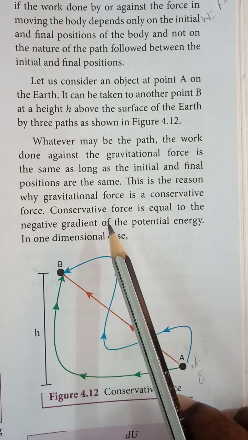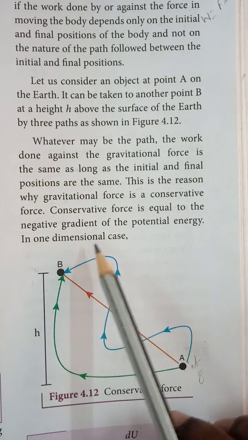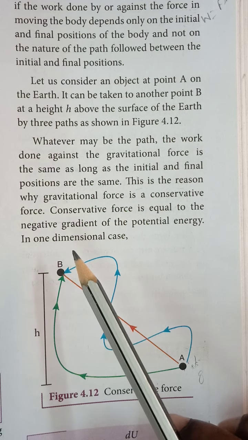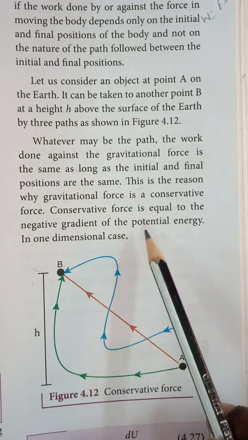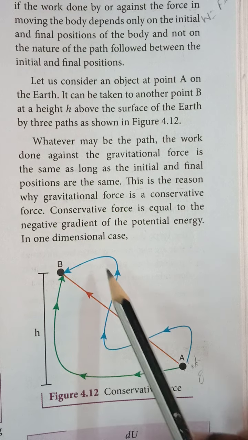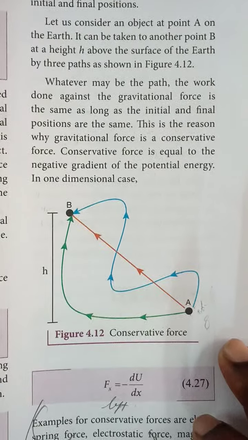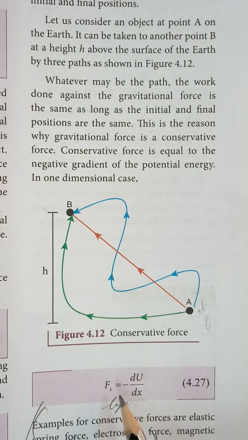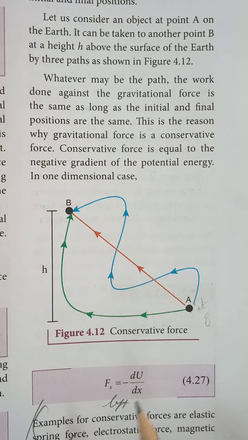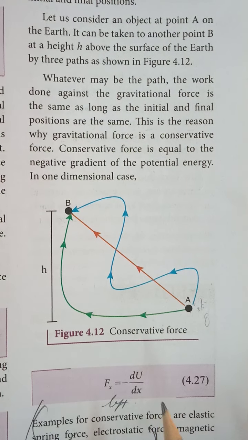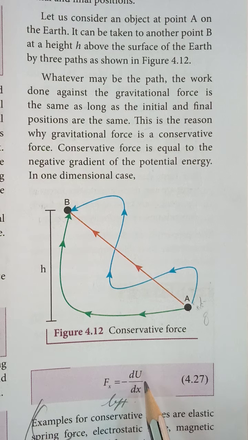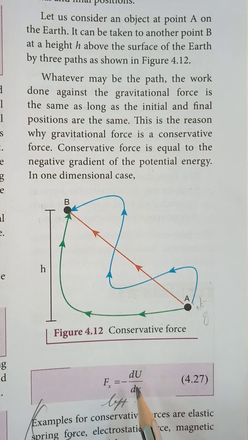Conservative force is equal to the negative gradient, which means it changes in the opposite direction of the potential energy. See the formula. Fx is the gravity force. Considering it as a conservative force, its formula is Fx = -dU/dx, where U is the potential energy, x is the displacement, and d means change. It is minus, so they act in opposite directions.